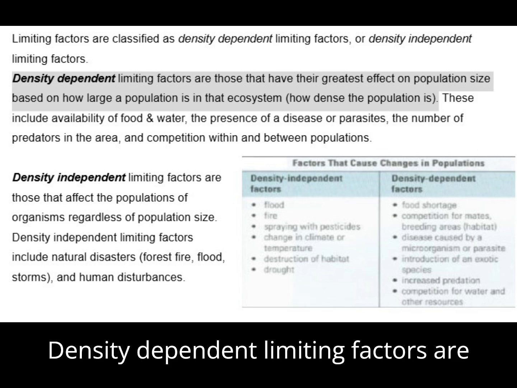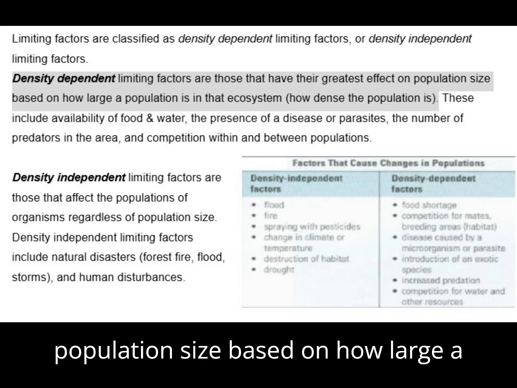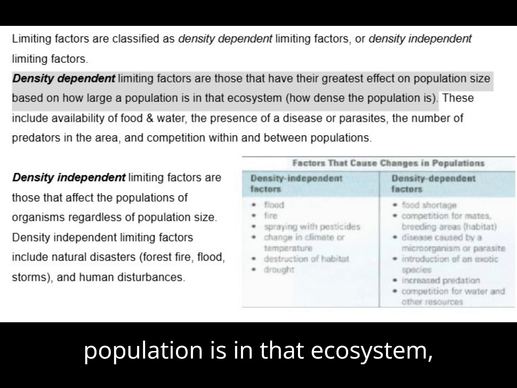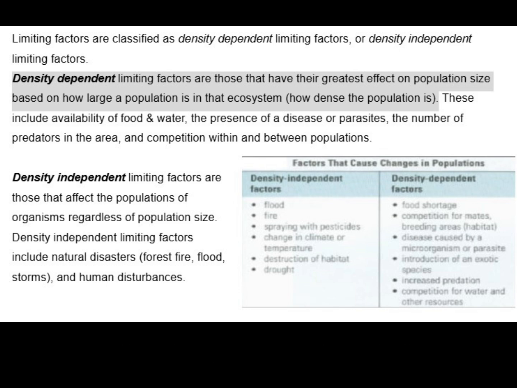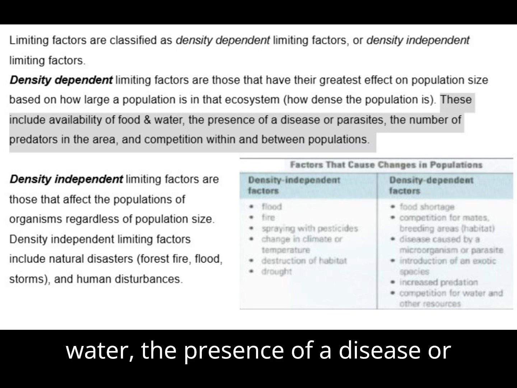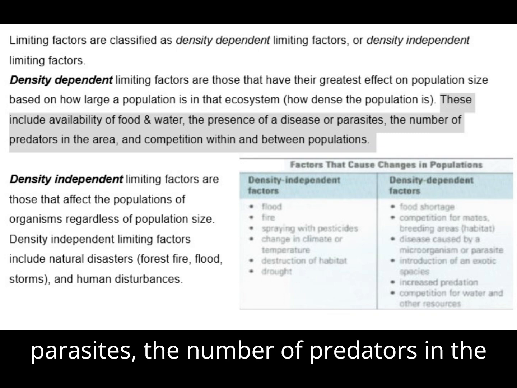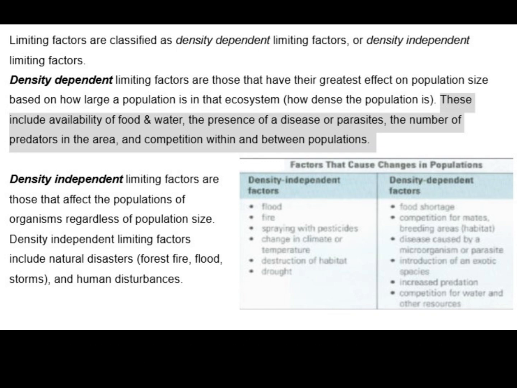Density-dependent limiting factors are those that have their greatest effect on population size based on how large a population is in that ecosystem, how dense the population is. These include availability of food and water, the presence of a disease or parasites, the number of predators in the area, and competition within and between populations.